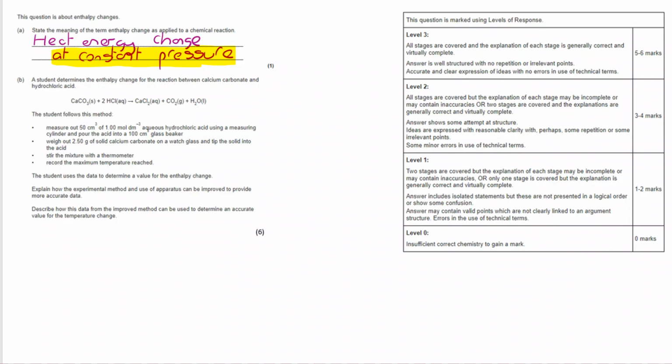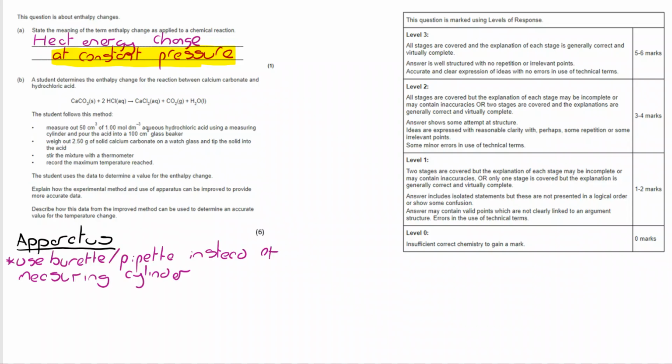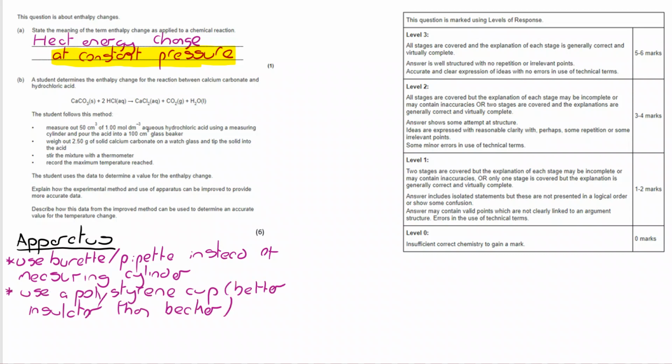And of the 3 stages, which there are always 3 stages in these questions, the first stage is related to apparatus. How could we improve in terms of apparatus? And what we're looking for here is we can see that we are using a measuring cylinder to measure the volume. Well, a clear improvement is to use a burette or a pipette instead.